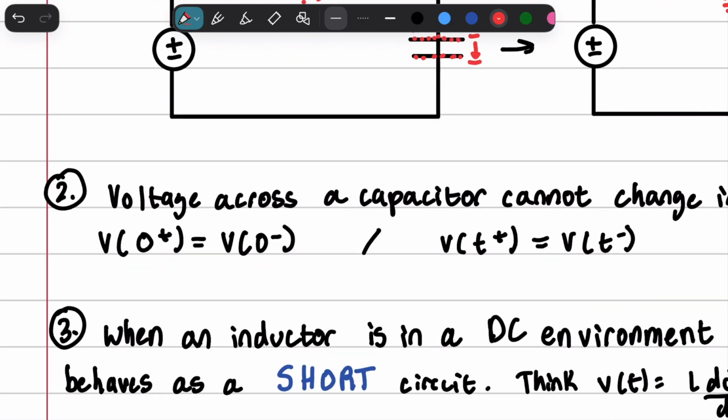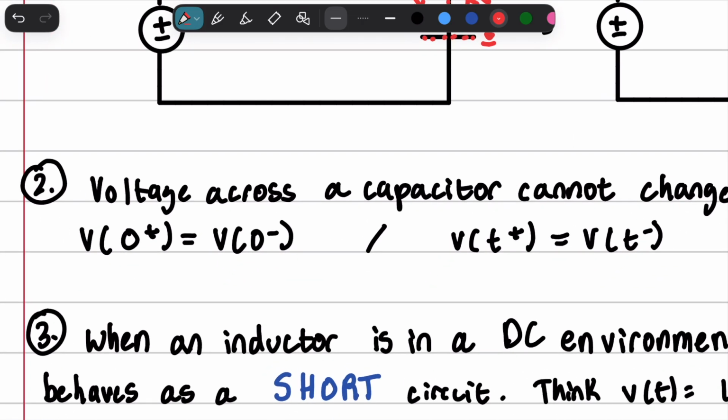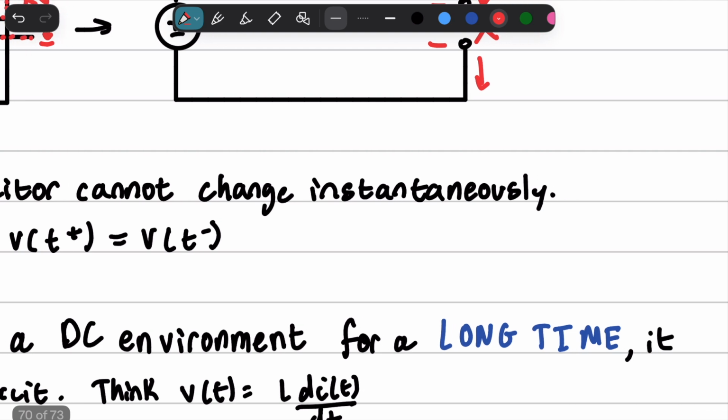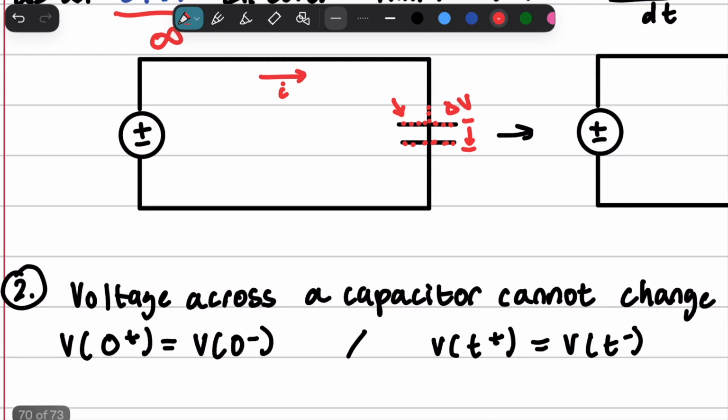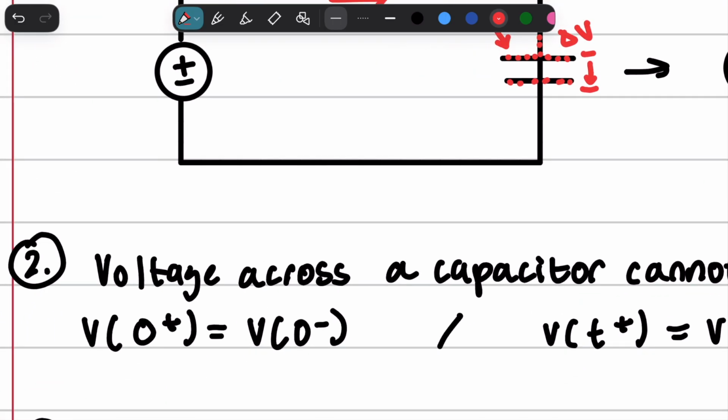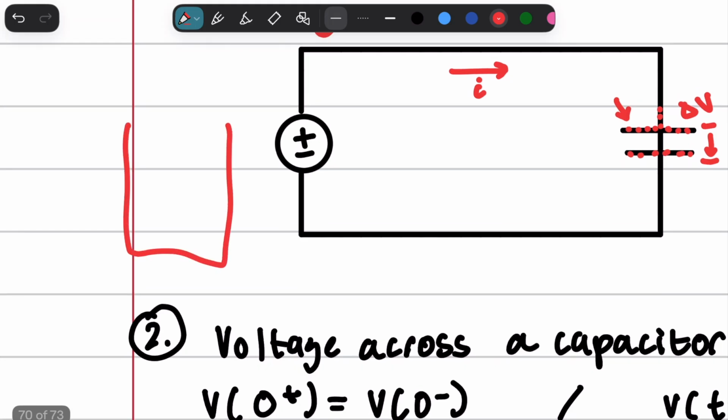Now, fact 2. The voltage across a capacitor cannot change instantaneously. Now, for this, think of water, okay? Say that you have a cup, right? And someone is filling up the cup, right? Well, you're going to start at zero amount of water, right? And then you're going to fill up little by little up until you get to the full capacity, right?